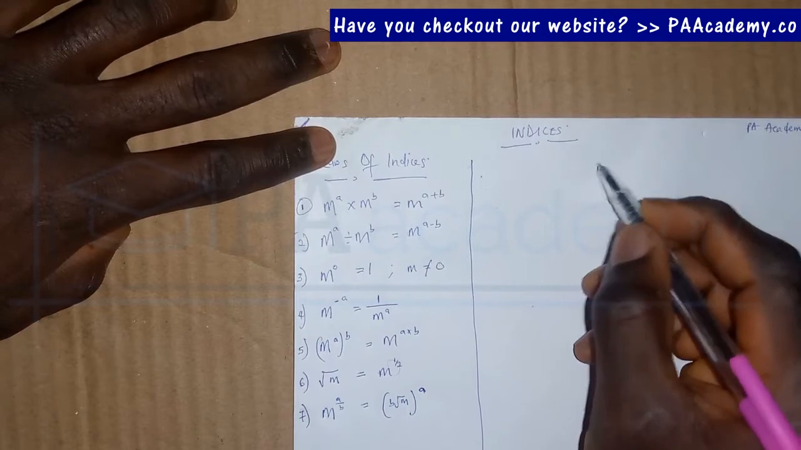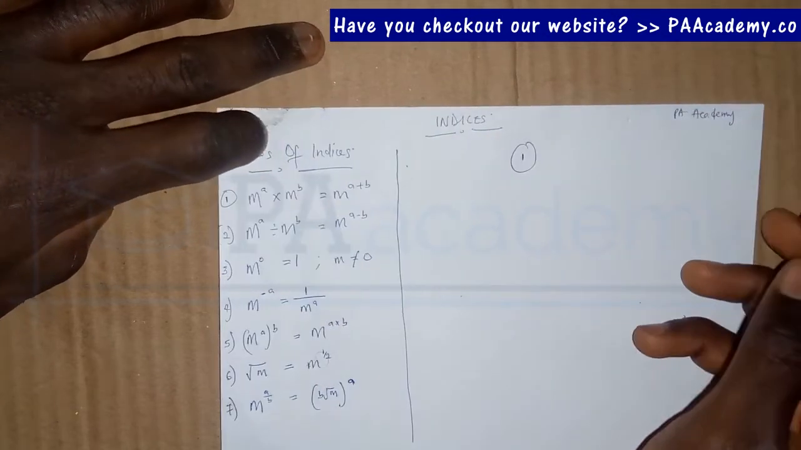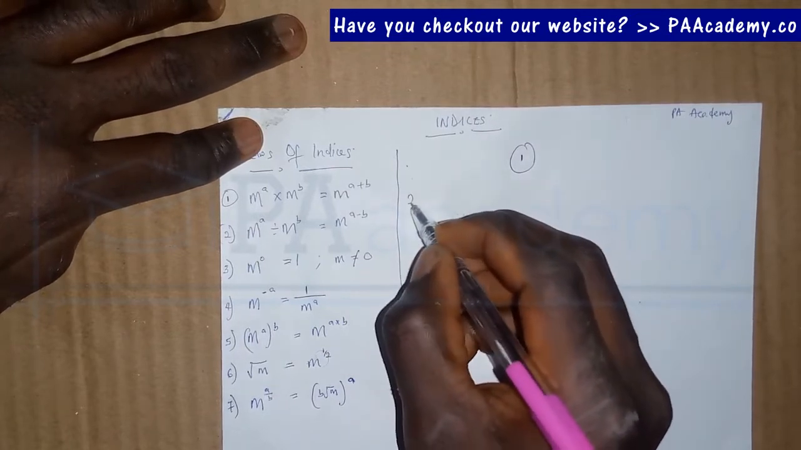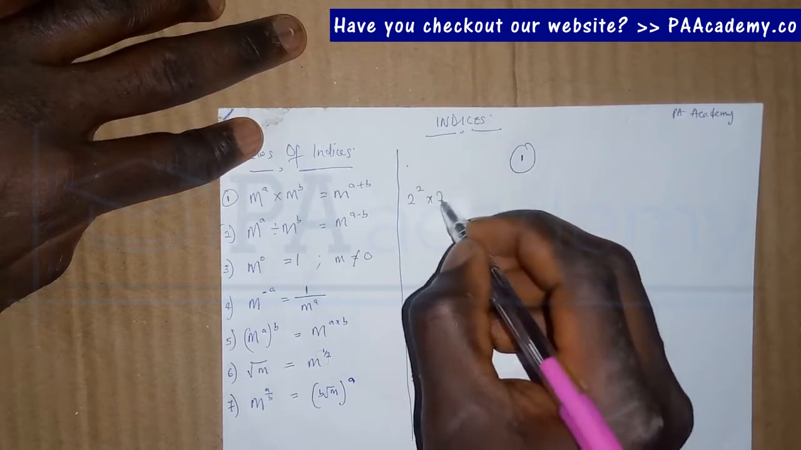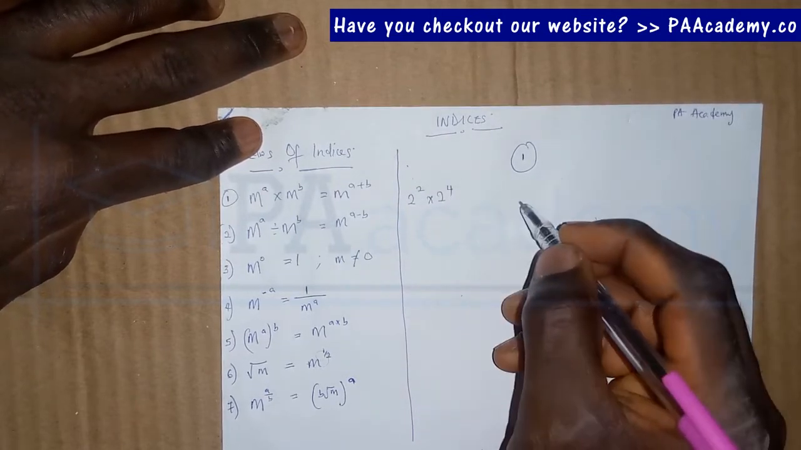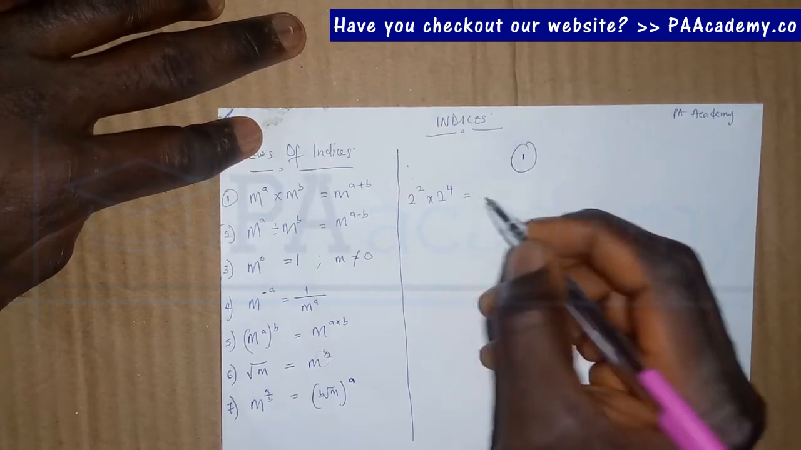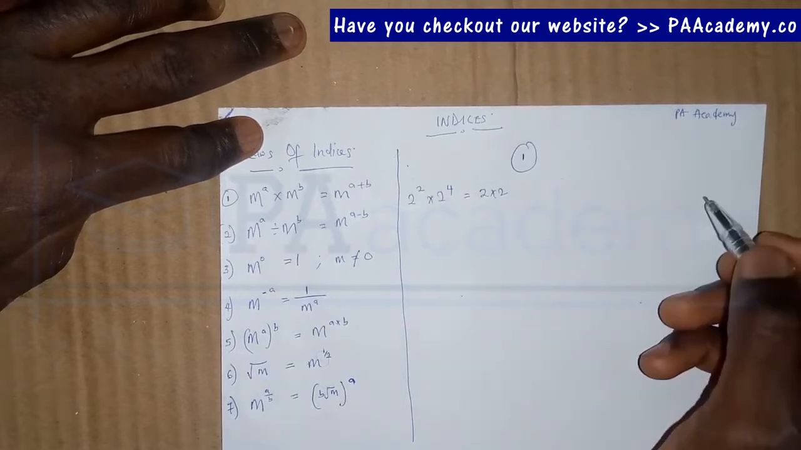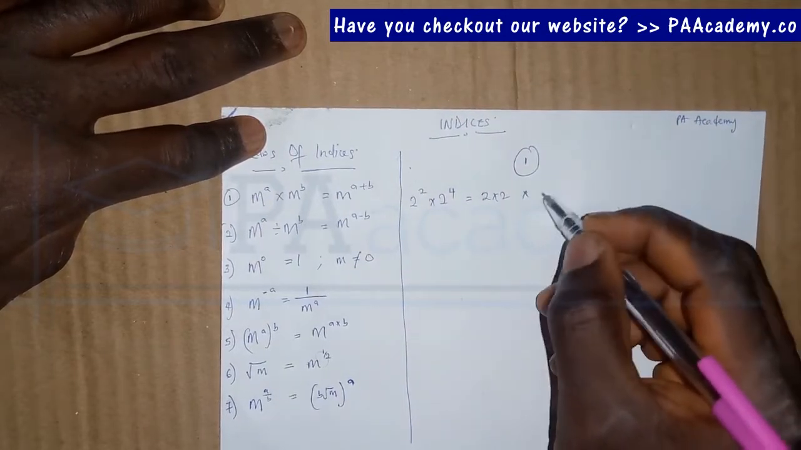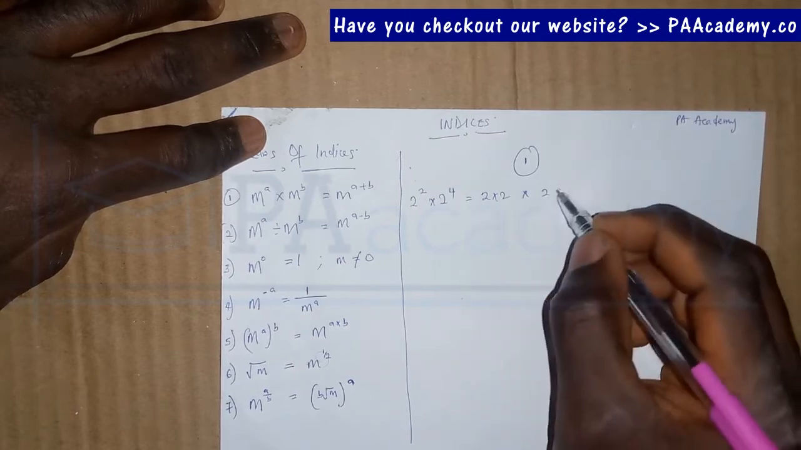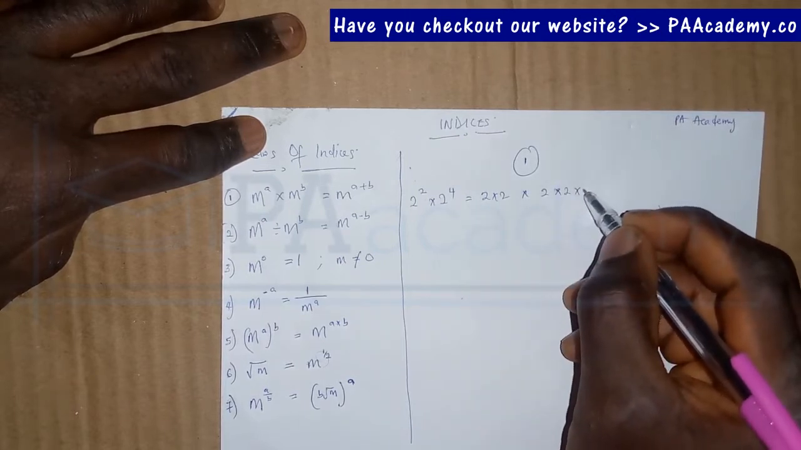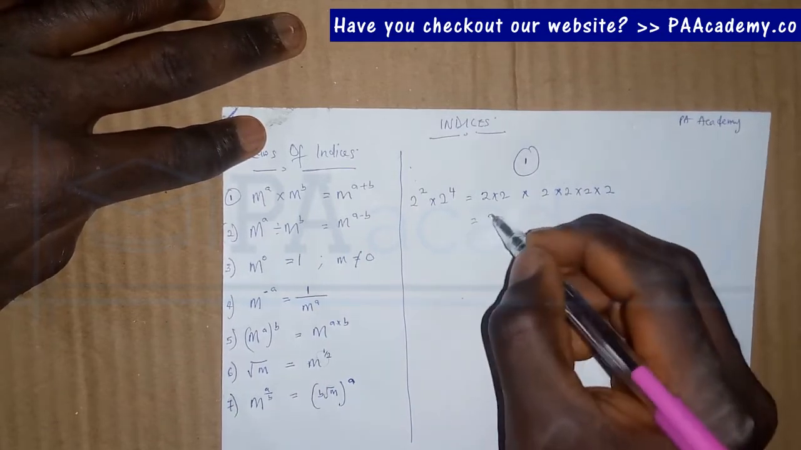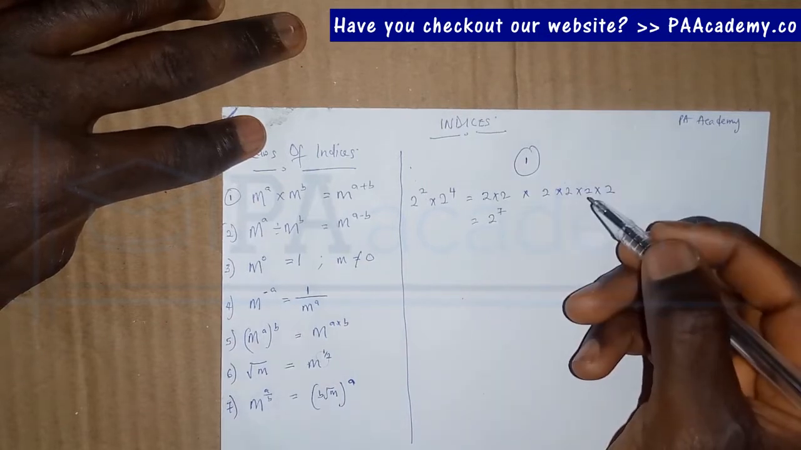So let me write it here. I'm trying to analyze law 1. If you're having something like 2 raised to power 2 times 2 raised to power 4, what this is saying is the same thing as having 2 times 2 times 2, remember, 2 raised to power 2, then 2 raised to power 4 is 2 times 2 times 2 times 2. And if you write this in indices, that's what? 2 raised to power 7. I hope you are getting it.